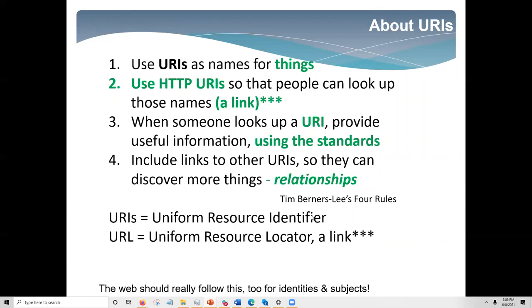So we do have a URI as a name where Flanagan, Terry, since that's linking to an authoritative resource, that's fine, but we're going to use the link. Then the second rule. From our perspective, we could really combine 1 and 2 together because we are going to focus on the linked data part of it. So 2, use HTTP URIs. That would be a URL. So that's a link. Use a link so that people can look up those names.